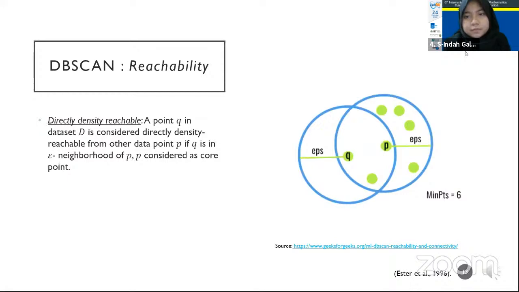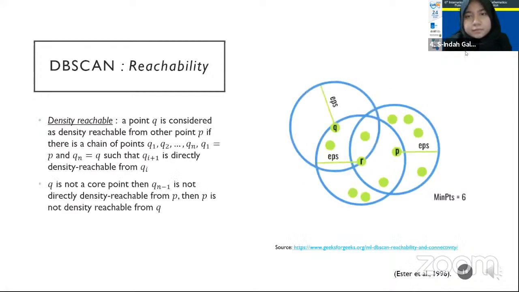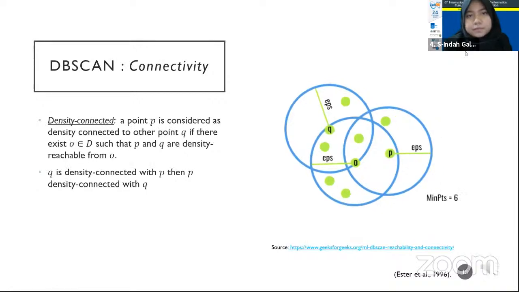Next one is reachability. Based on the definition, in the illustration, point Q is directly density reachable from P. Next is density reachable. Based on the definition, Q is not a core point, then Q n minus 1 is not directly density reachable from P, then P is not density reachable from Q. The next is density connectivity. Based on the definition in the illustration, Q is density connected with P, then P is density connected with Q.